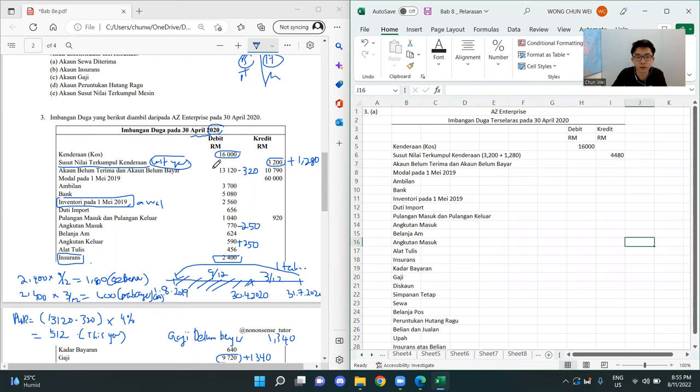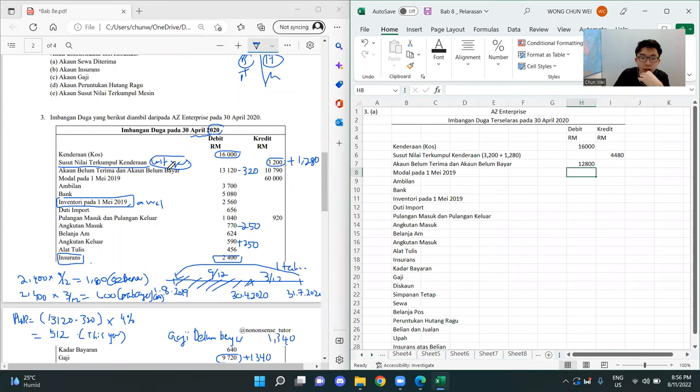Okay, then ABT, just now you know we got some changes, isn't it? So the 13,120 minus 320, what do we get? We get 12,800. Okay, because you minus the 320, which is a hutang lapuk. So if there is a minus, you minus out.